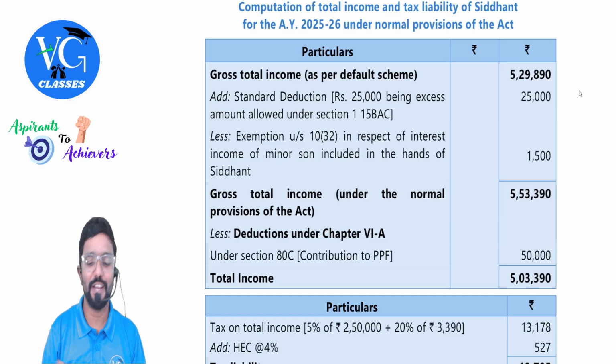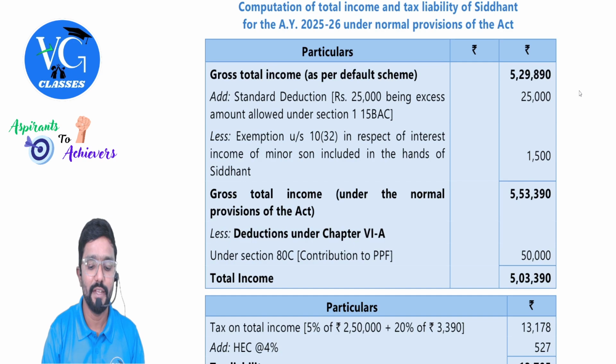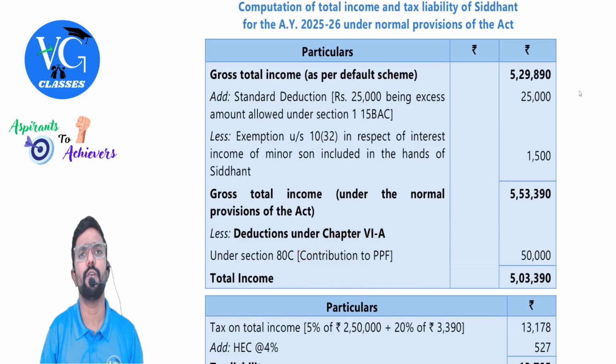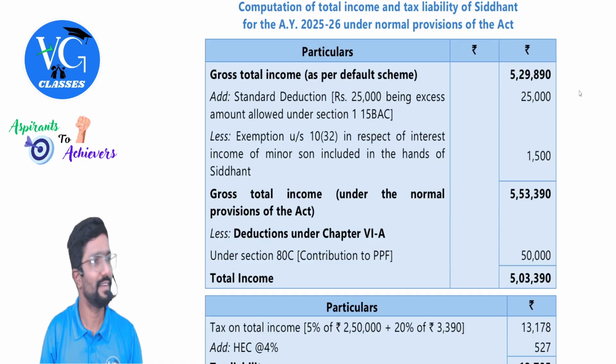Gross total income under the optional scheme is how much? 5,53,390. Deductions under Chapter VI-A: only one deduction is there, the contribution to PPF, 80C. How much, sir? 50,000. Claim. Total income is 5,03,390. Just missed. For what? Rebate. Clear? Guys, please be careful.